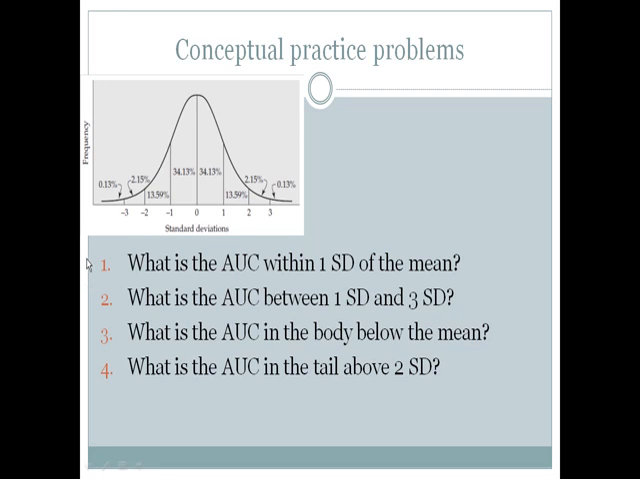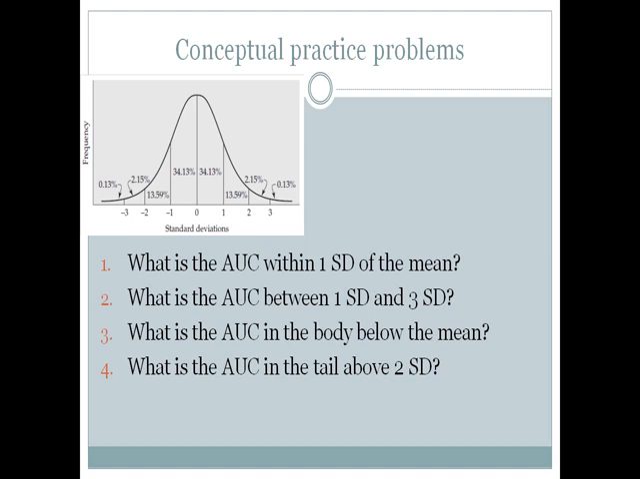So let's go over these examples right now. What is the area under the curve within 1 standard deviation of the mean? In other words, area under the curve, in this context, means the same thing as: what is the probability of obtaining a score within 1 standard deviation of the mean? I'll give you a second, pause the video and see if you can go through these 4 questions. Okay, I will assume that the video was paused for a minute.